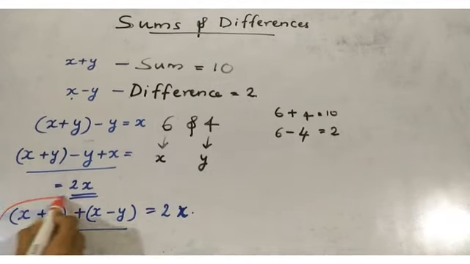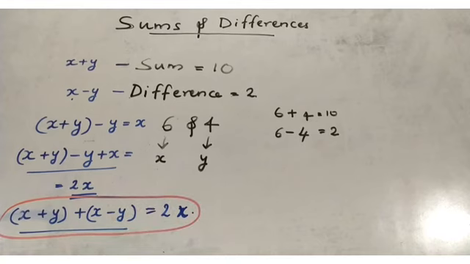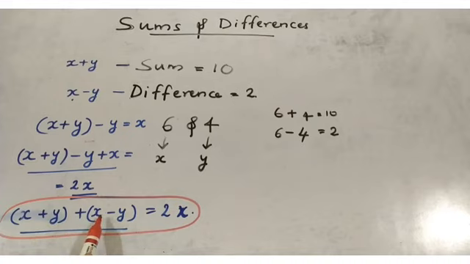Now look here, we understood that adding the sum and differences gives twice the larger number. This is our sum and this is our difference. So adding the sum and difference, we are getting twice the larger number. We took x as the larger number. So twice the larger number.